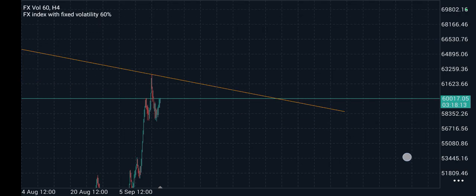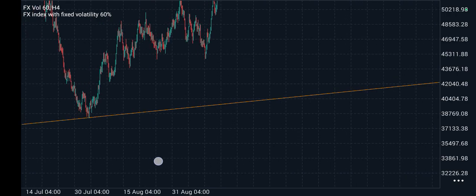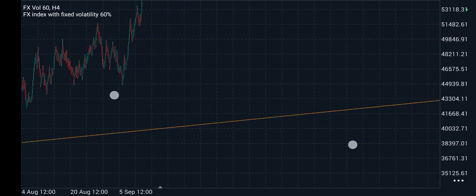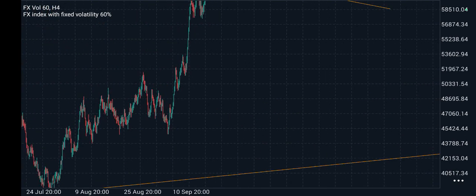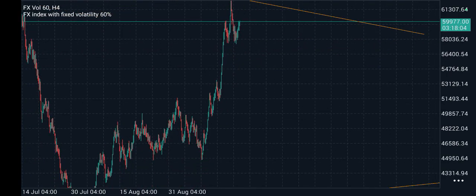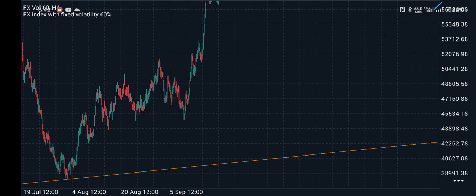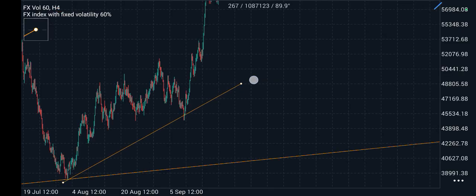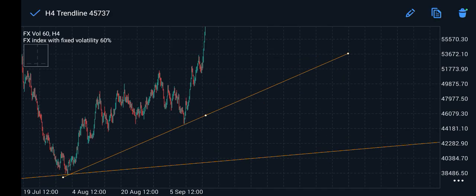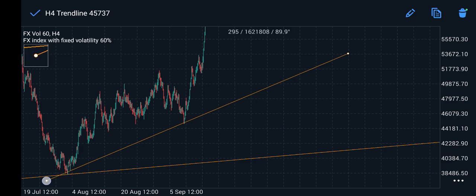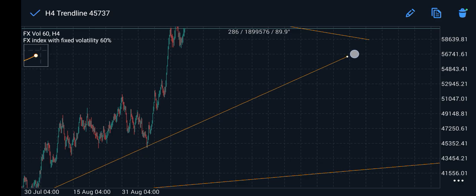Make sure you are drawing this thing perfectly, because it is the way you draw your trend line that you are going to take your trade. If you draw nonsense on the chart, you are going to take a trade that is not right. So make sure that you are following all the details. You see how easy it is.